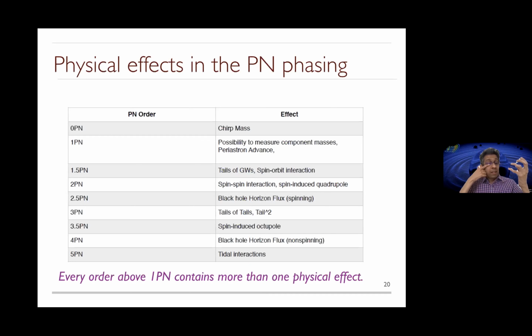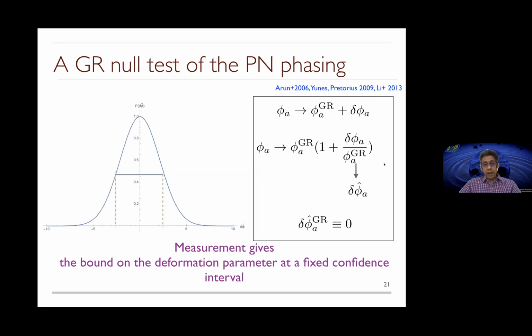And you would expect that these interactions in GR and in a modified theory of gravity need not be the same. It could be different. And these differences would be captured by parametrizing this phasing formula like this. So what we do on the right-hand side, we can look at these equations. We make this phi a go to phi a GR plus some delta phi a. This is the deformation that we are introducing. To make it simple, we just scale out phi GR so that we can make this dimensionless, and we call it delta phi hat a. And as is clear, delta phi hat a GR is identically equal to 0, that is the parametrization.